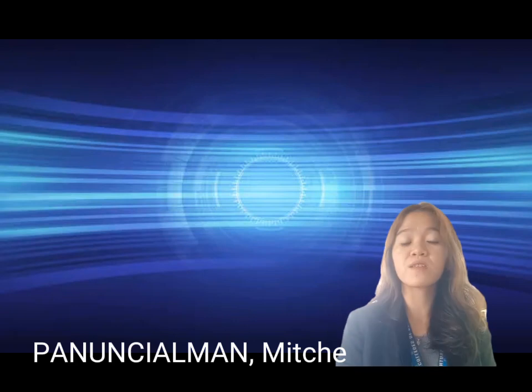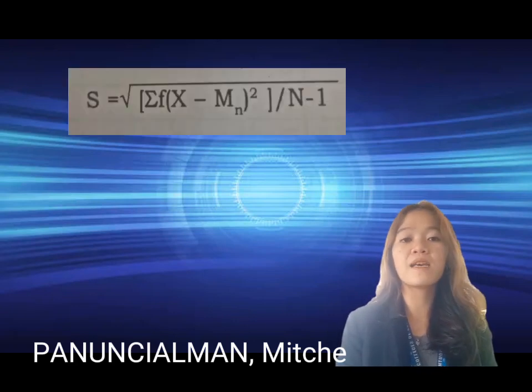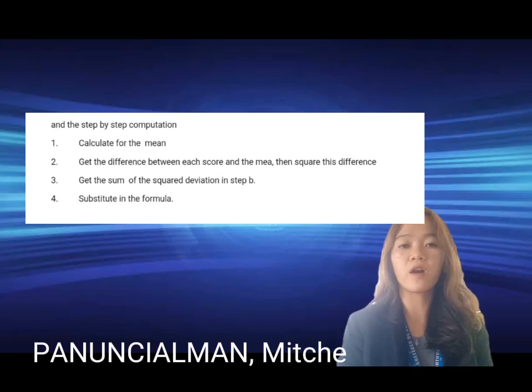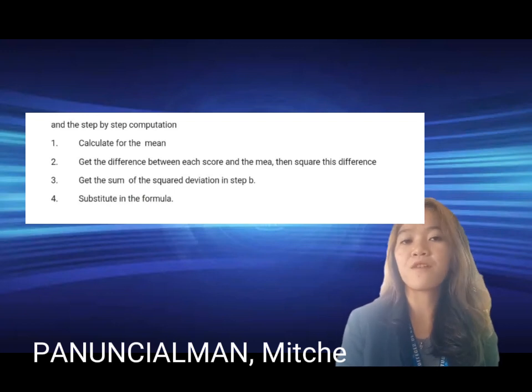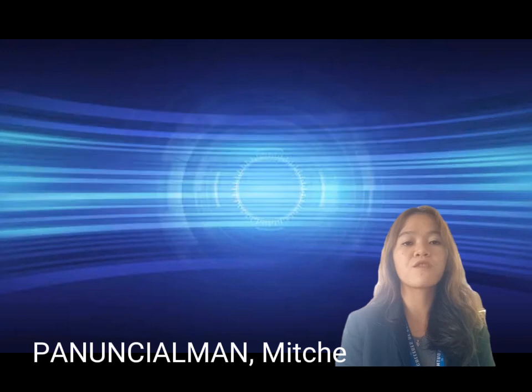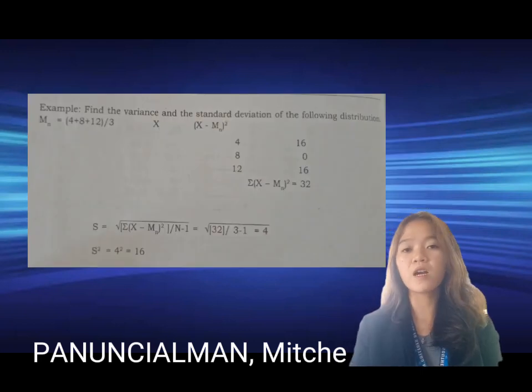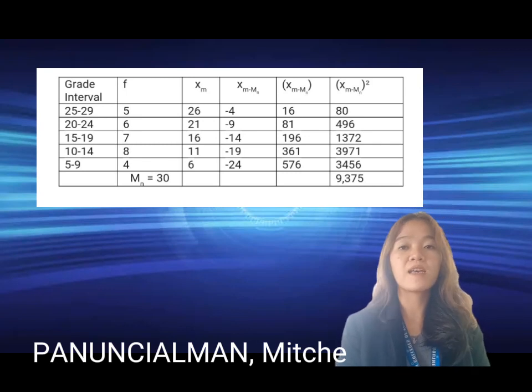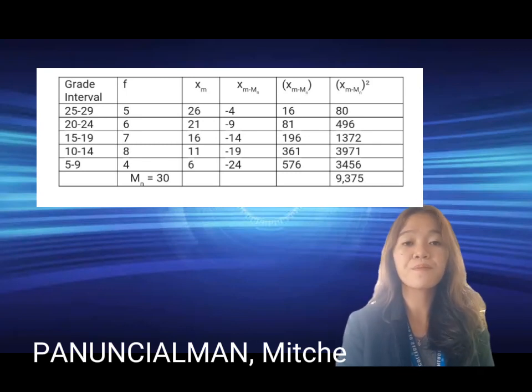Now for the variance and standard deviation in grouped data. The formula is in the step-by-step computation. Calculate the mean, get the difference between each score and the mean, then square this difference. Get the sum of the squared deviations in step B. Substitute in the formula. So here is an example. And for the grouped data, I have an example here.